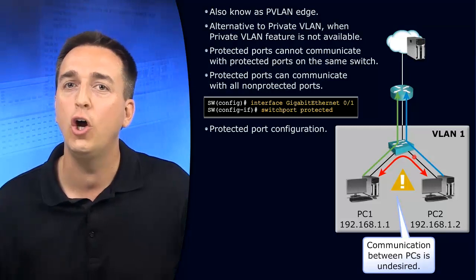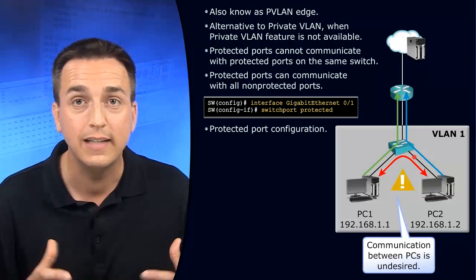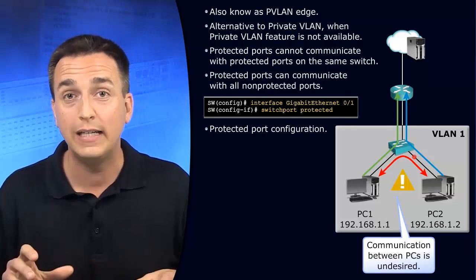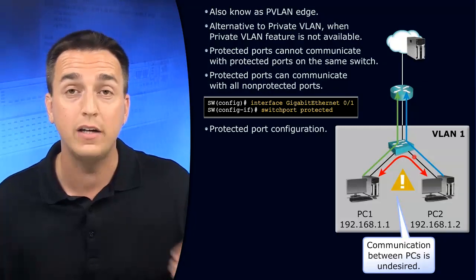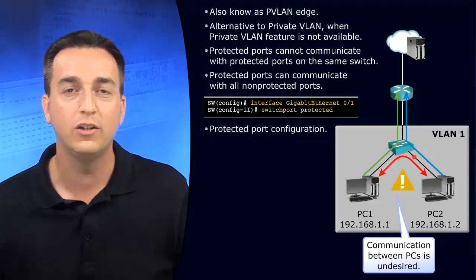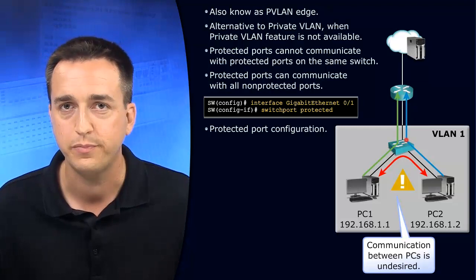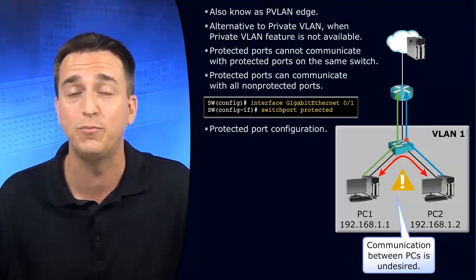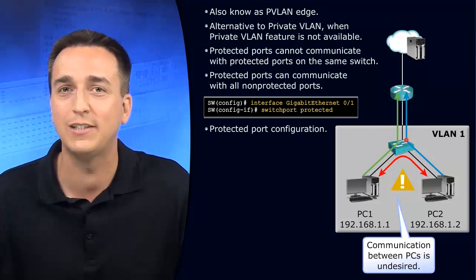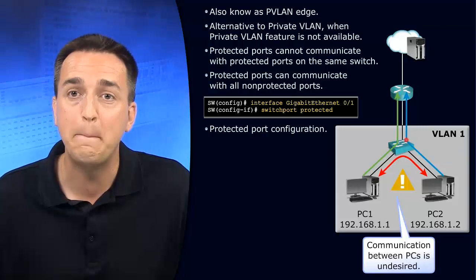And this is only a local switch feature. So if I have VLANs that span multiple switches and I want to prevent devices on different switches in the same VLAN from communicating, this protected port feature won't work. So it's a local feature to the specific device. Also known as PVLAN Edge. Maybe you've heard of it before. PVLAN Edge or PVLAN Lite, some people call it. But it's really the protected port feature.